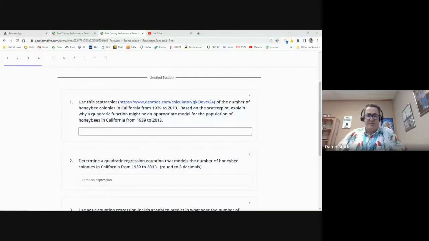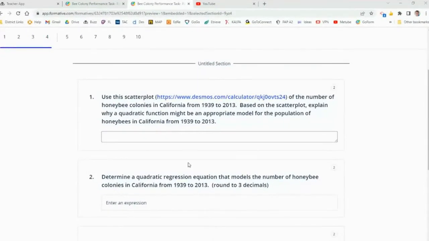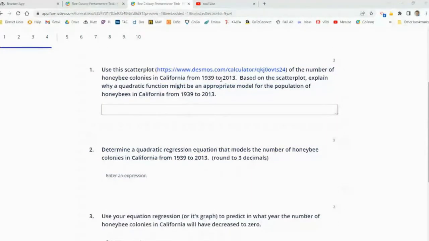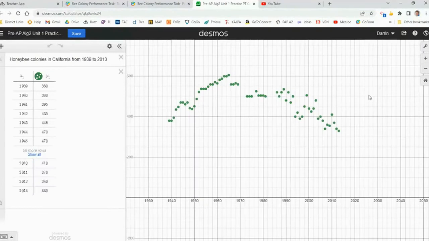So this week, let me show you what we have in Formative. Put this up on the screen for you. You have something called a bee colony performance task. So here's what it is. It says use this scatter plot, and here's the link. So let's click on the link and look at the scatter plot. Okay, here's the data. This says this is honeybee colonies in California from 1939 to 2013. So this is the number of colonies of honeybees that were being kept by individuals for that long period of time. So here's all the data.